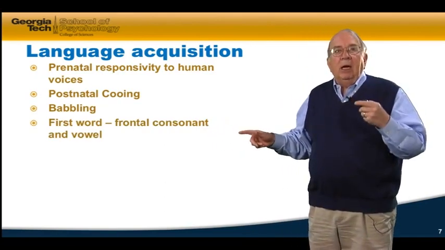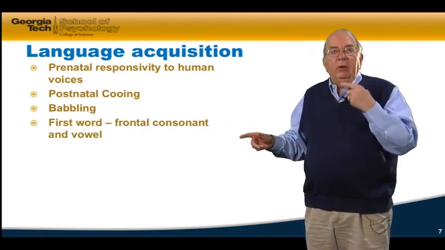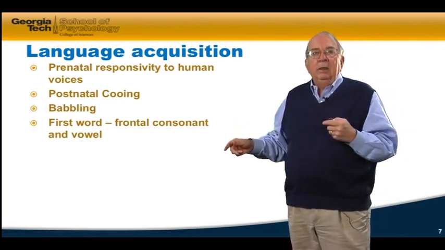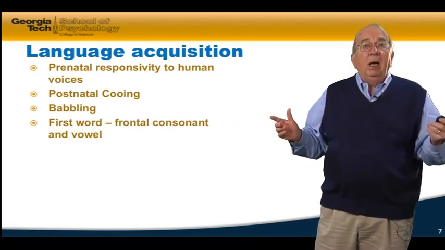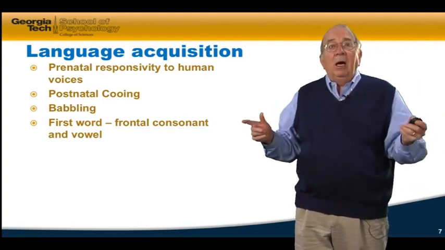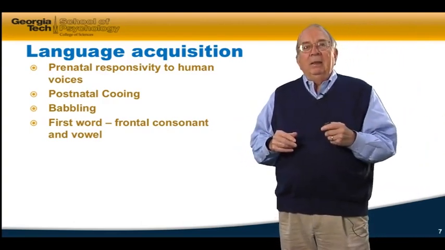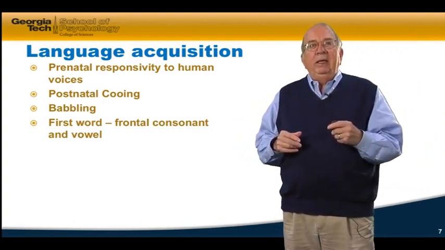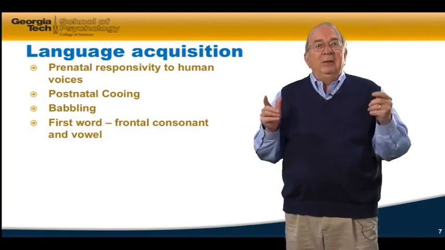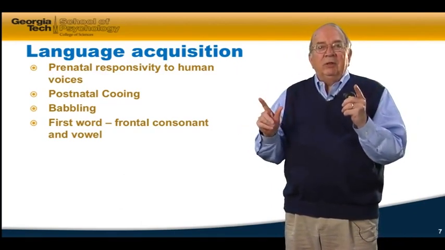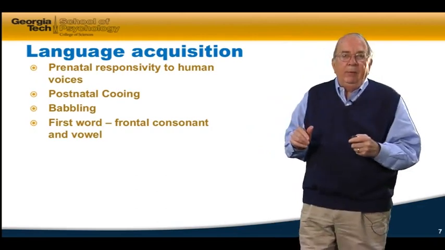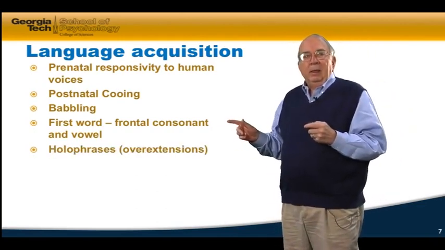It tends to be a frontal consonant, something that you do with the front of your mouth, followed by a vowel. Things like, I called my mother Baba. My grandmother I call Gaga. My grandkids call me Gigi. So we tend to use those very first words in identifying with people that we're around a lot.